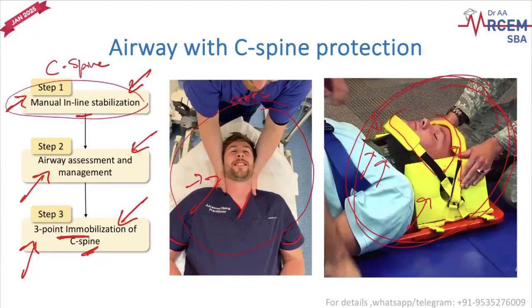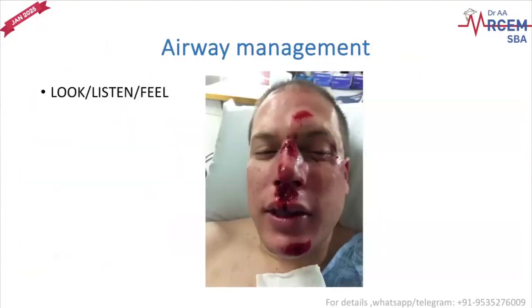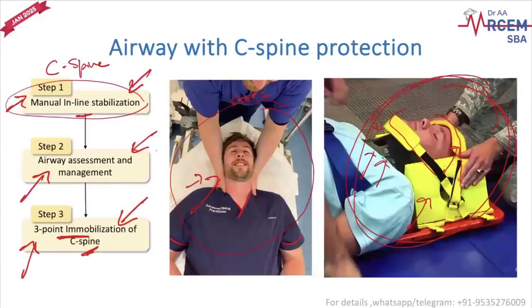You need to explain to them what you're doing. If they're cooperative enough, then you go ahead and place the 3-point immobilization. Now we are talking about airway management that comes in between here. First is manual inline stabilization, then comes the airway management.